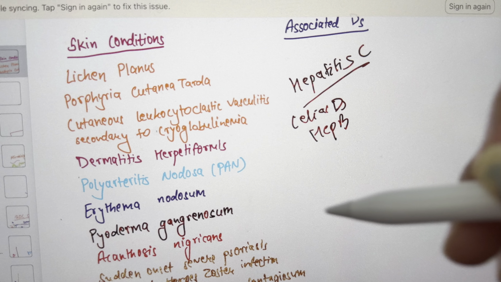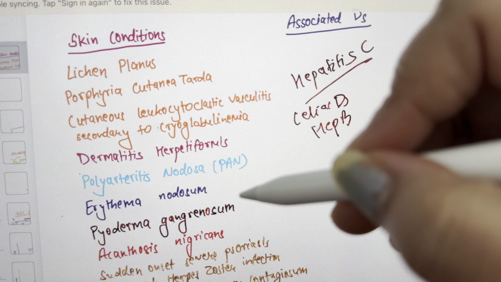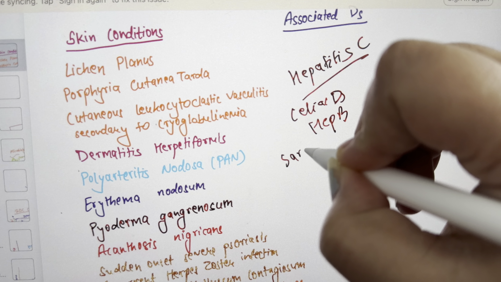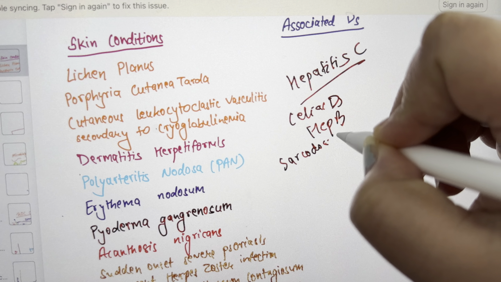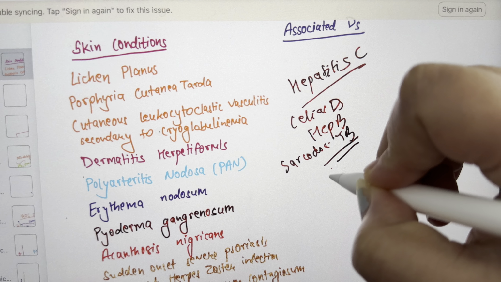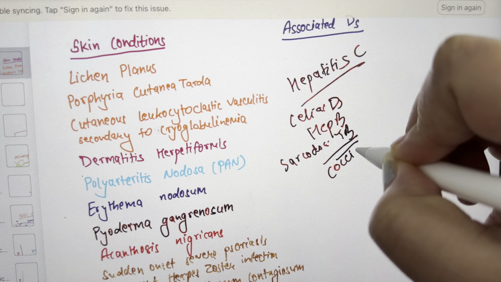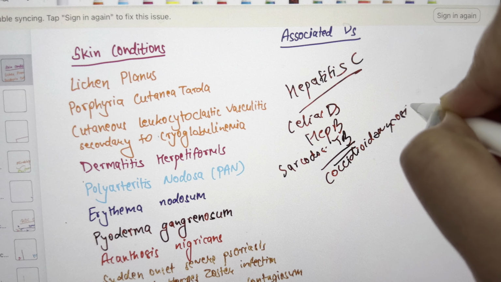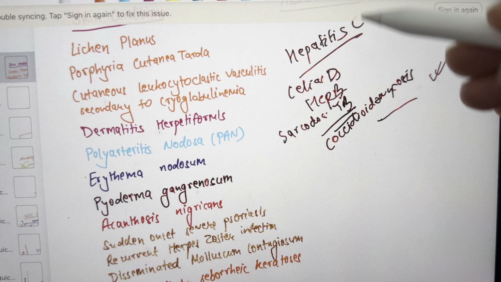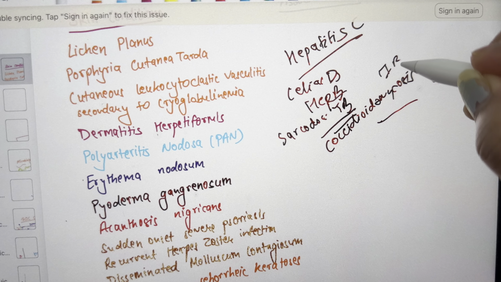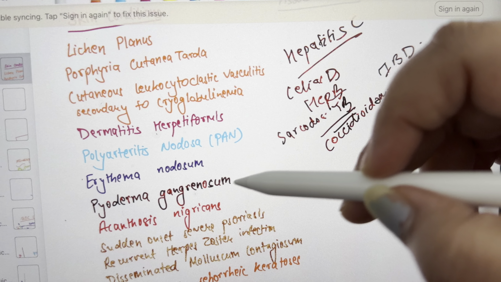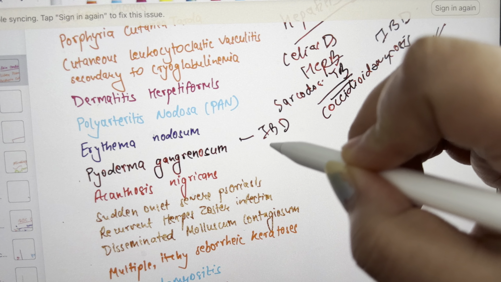If there is Erythema nodosum, maximum of us know about sarcoidosis and TB. But we also should know about this, which is very high yield, that is coccidioidomycosis. So think about this. Also it is associated with inflammatory bowel diseases. Now talking about pyoderma gangrenosum, it is also associated with inflammatory bowel disease.